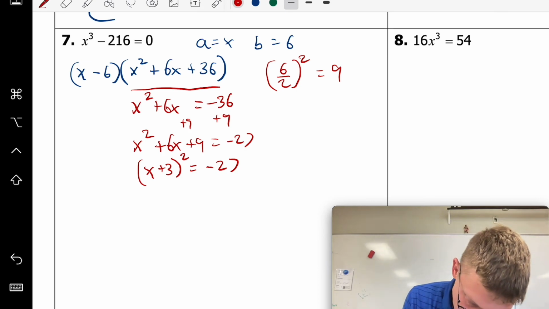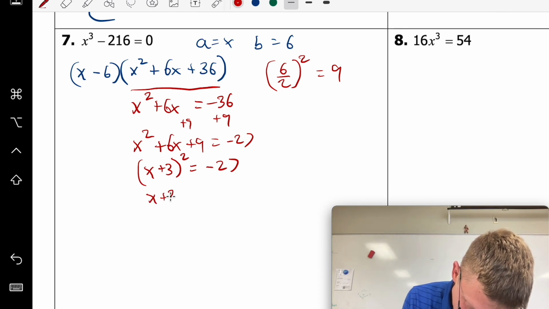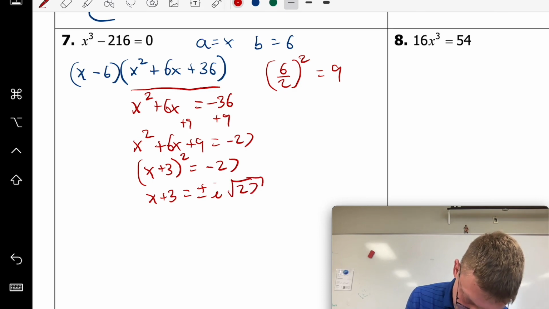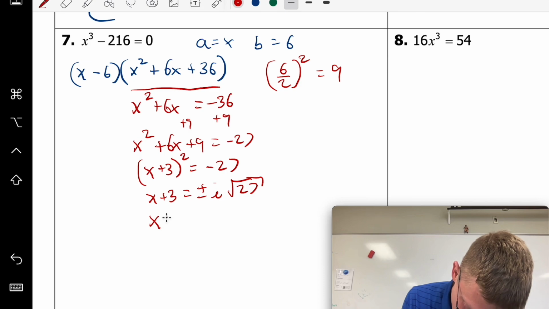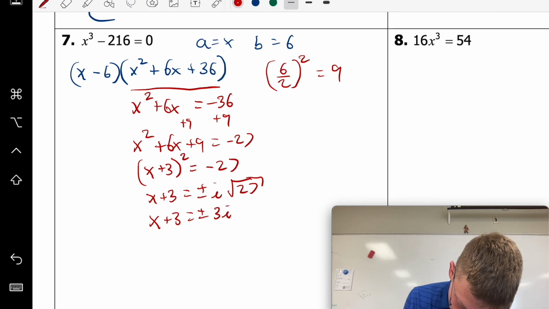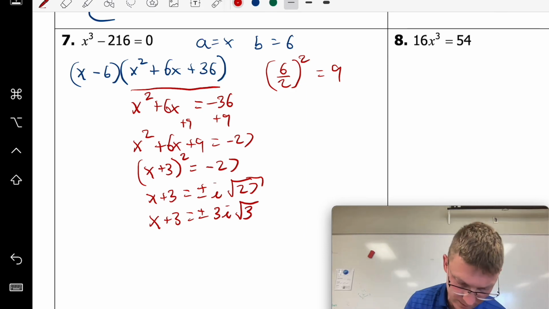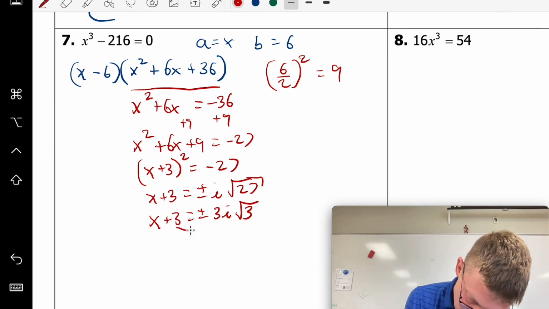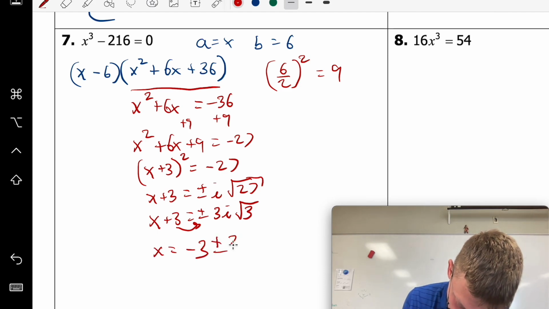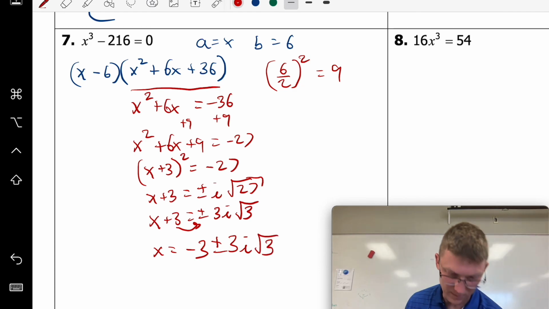And then from there we can square root both sides. So we get x plus 3 equals plus or minus i square root of 27, which is the same as x plus 3 equals plus or minus, we're going to pull a 9 out of that 27, so that we're going to have 3i square root of 3 left over. This 3 goes to the other side, so we get x equals negative 3 plus or minus 3i square root of 3. And that is our answer for that one.